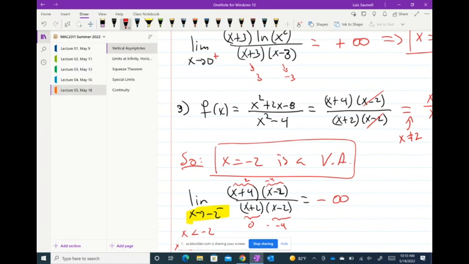Now, it could also be the case that x is the one that's approaching infinity. In other words, what happens to the values of the function when the values of x are very, very, very big? This is called the end behavior of the function. In calculus, we call it limits at infinity, because x approaches infinity.